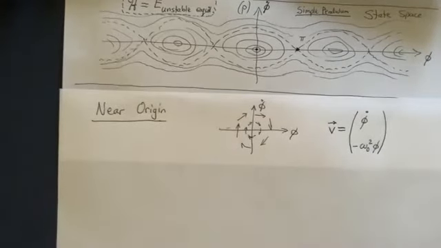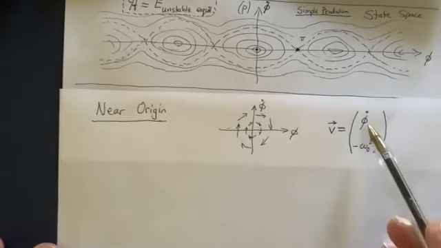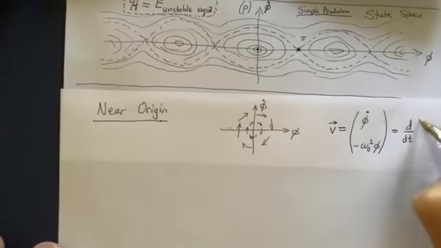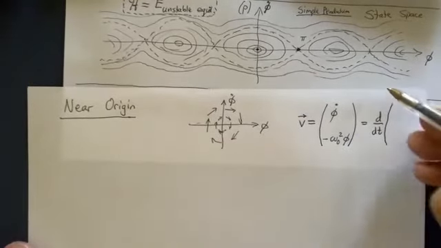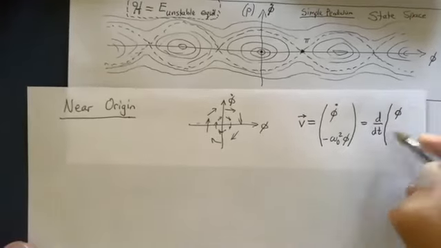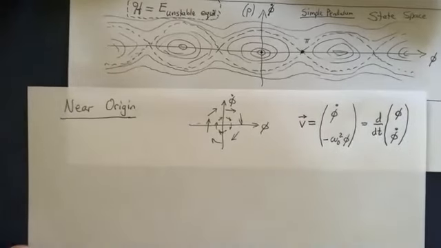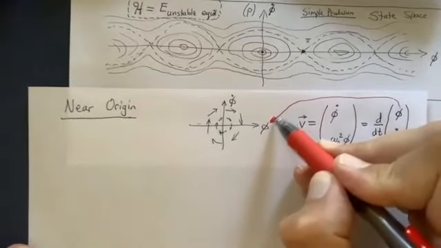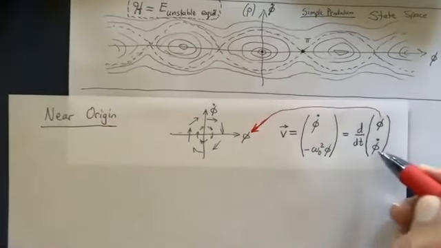Okay, this is the formula for the vector field. Why is that true? This is the velocity of the system. So what does that mean? Well, this is d/dt of our position. What's our position in this space? Again, this is state space, and our position in state space is phi, phi dot. Okay, so let's be very clear. This is our location in state space. So the phi, you can see it right there on that axis, right? That's the phi, and the phi dot.